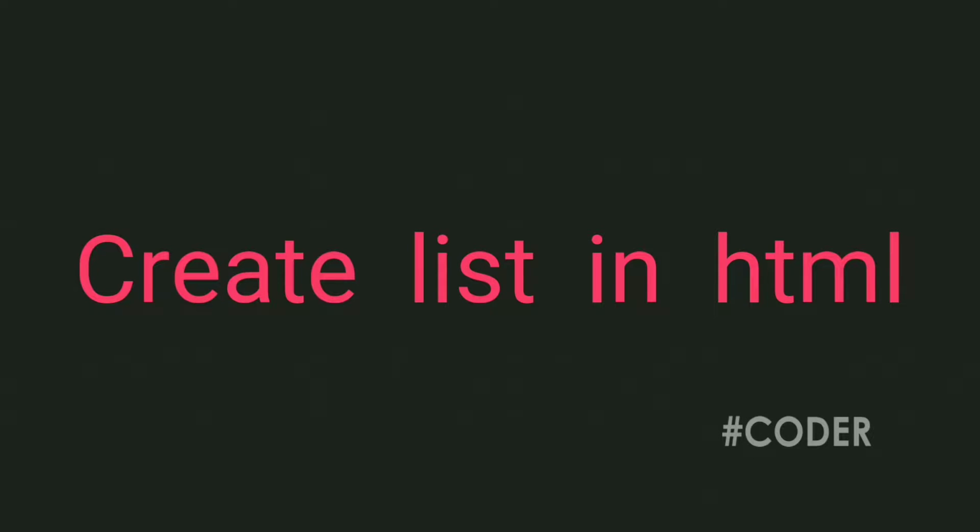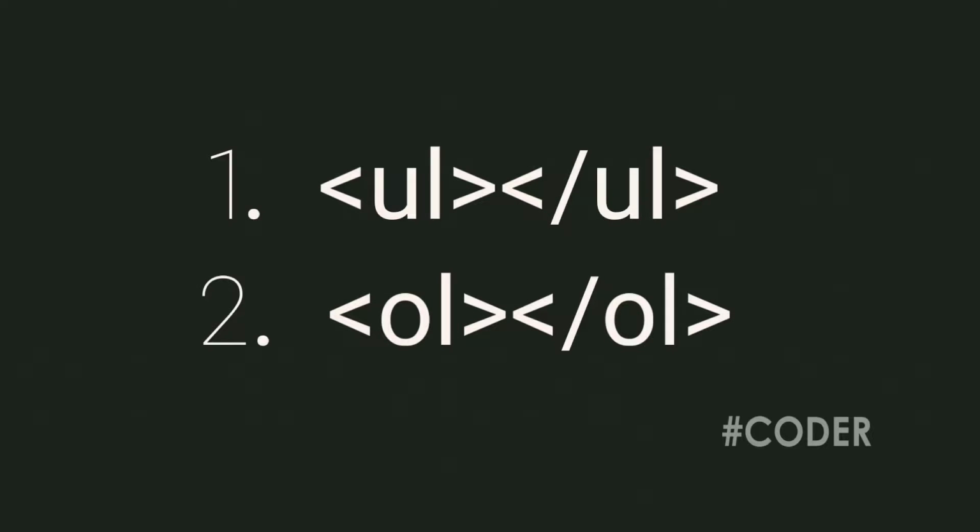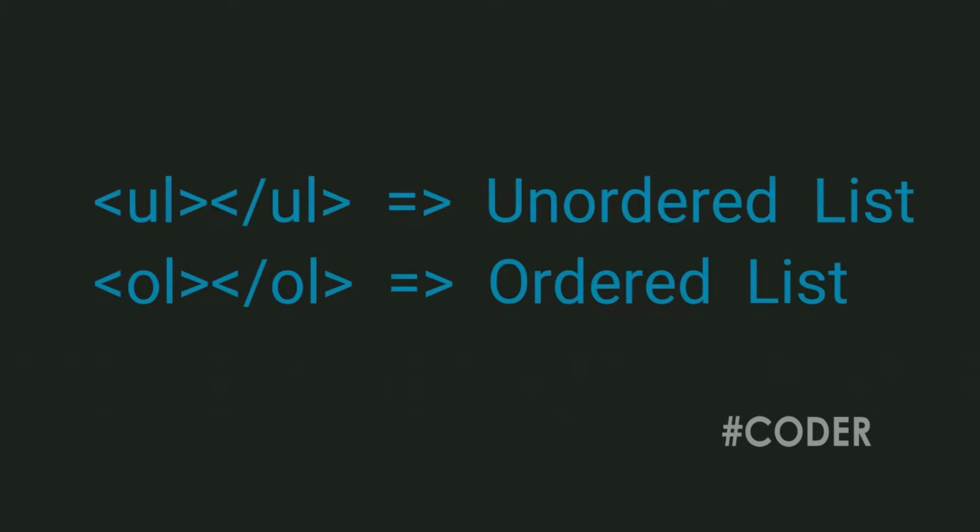In the last video, we have seen some text formatting tags. Now, in this video, we will see how to create list in HTML. To create list in HTML, we have two tags, UL and OL. And to create list item, we have li tag. UL tag is called unordered list and OL tag is called ordered list.